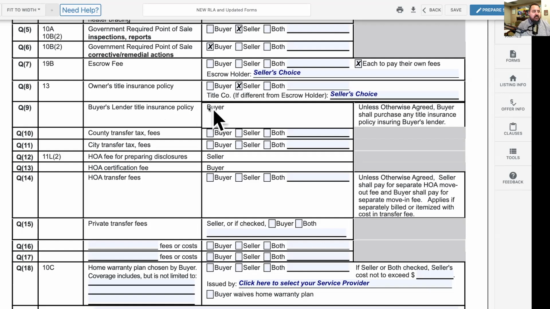This one, the buyer's lender insurance, that's if I'm getting a loan, I have to do a title insurance policy on myself to make sure that the lender isn't putting themselves in a position where they're going to lose out on the money that they lend me to purchase this home because of something I did.